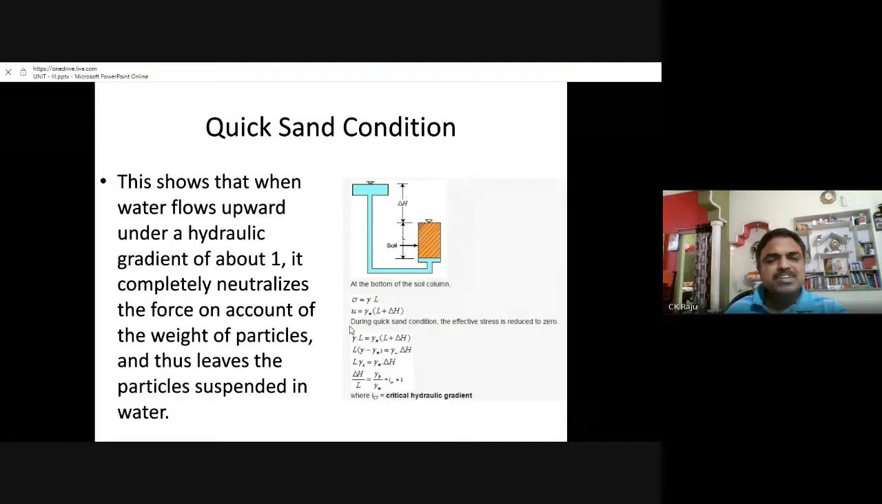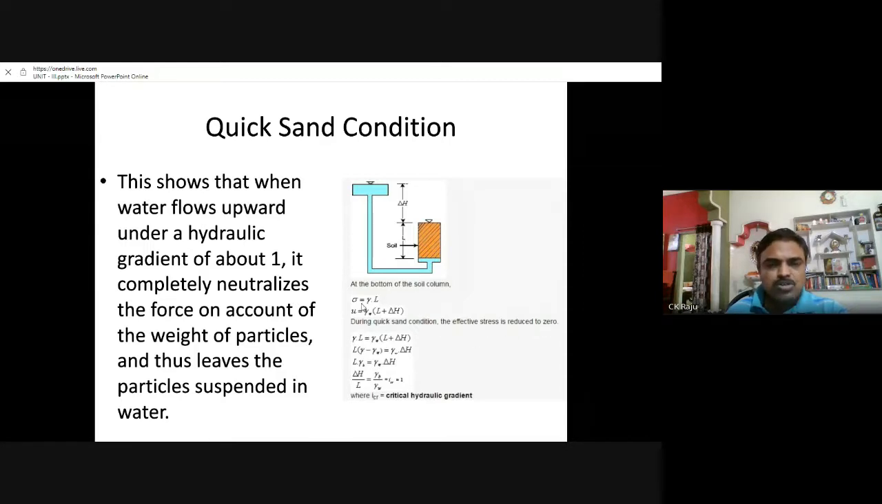So what is the quicksand condition? During the quicksand condition, the effective stress at any point in the soil mass reduces to 0. That condition is called the quicksand condition. In that case, the soil loses all its strength and becomes like a liquid. That is why we call it the quicksand condition. So the effective stress is reduced to 0.